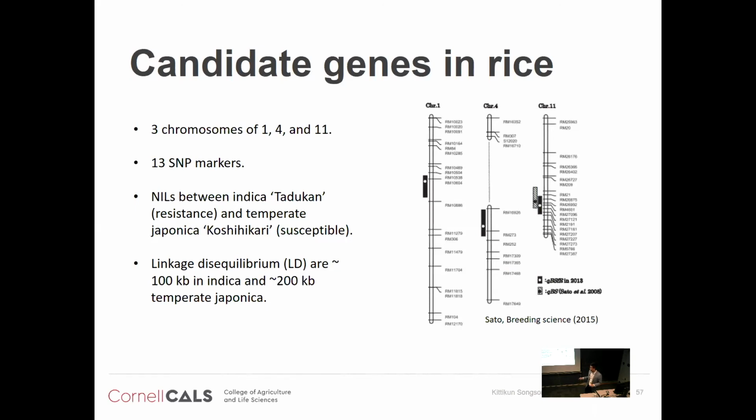In that research, they used the near isogenic line between the indica and the temperate japonica. Based on that, I just want to know what the resistant genes are that link to these markers. The linkage disequilibrium in indica is around 100 kb, and the LD for the temperate japonica is 200 kb. So I just used the 200 kb linkage disequilibrium here to find the genes that link to these 13 SNP markers.